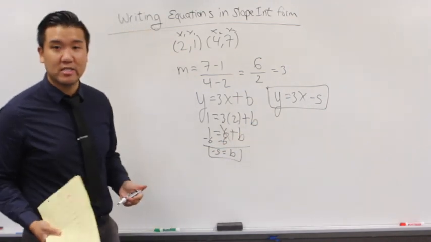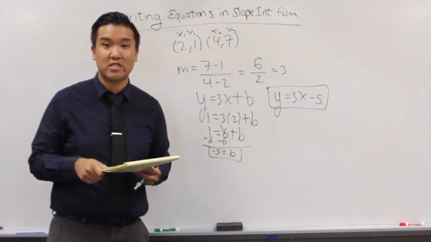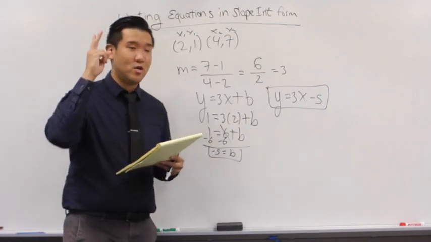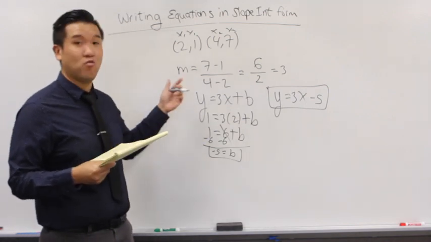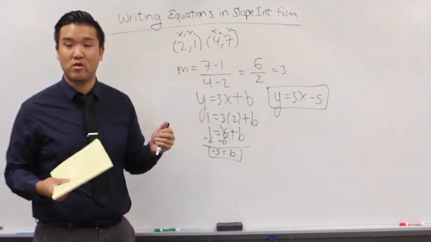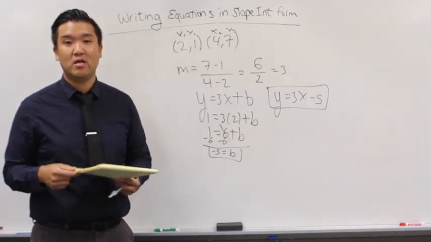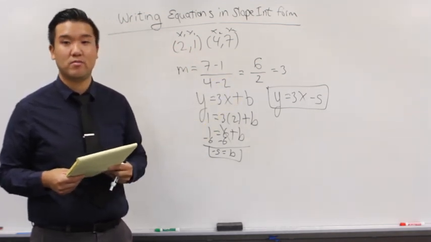Okay, so that concludes our lesson. Remember 2 things we need to find when writing equations in slope-intercept form. What is it again? Your slope, your y-intercept. You could do rise over run to find slope, or you could do y2 minus y1 over x2 minus x1. And then we can plug in a point, any point given on the line, to solve for your y-intercept.